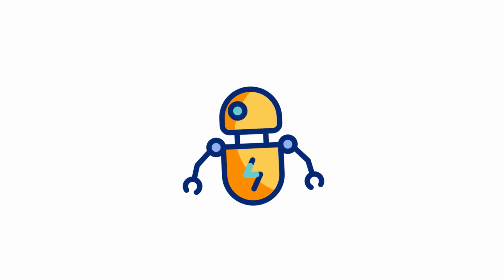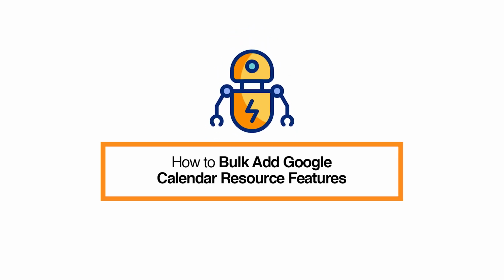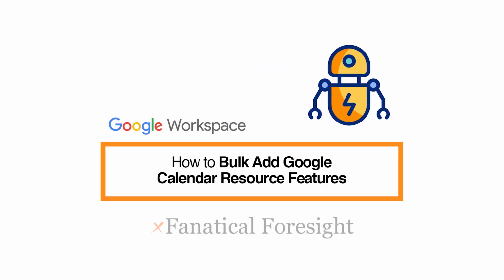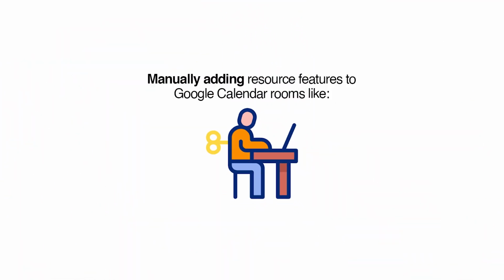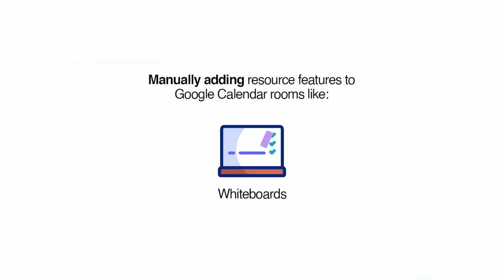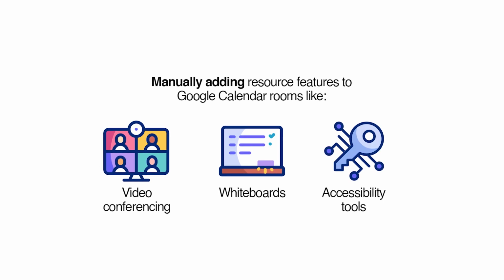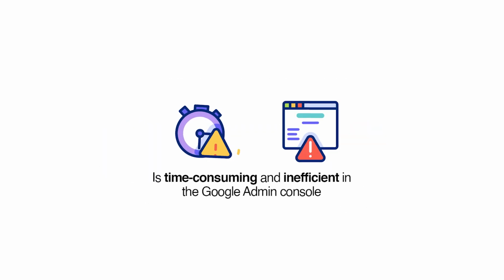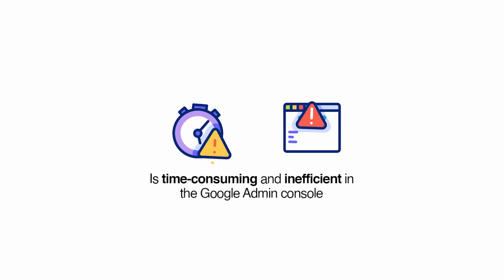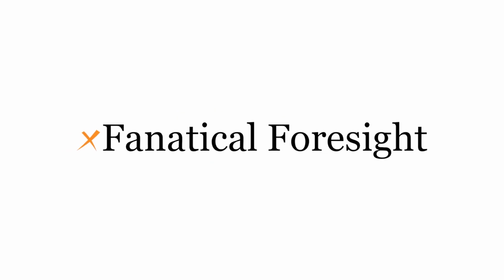Hi there, in this video you will learn about how to bulk add Google Calendar resource features with xFanatical Foresight. Manually adding resource features to Google Calendar rooms like whiteboards, video conferencing, or accessibility tools is time-consuming and inefficient in the Google Admin Console. That's where xFanatical Foresight comes in.